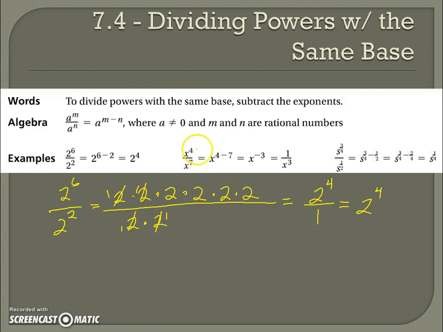Here, if I use a negative, 4 minus 7 is negative 3. You can't leave a negative exponent, so you got to go ahead and switch that over here. So let's jump in here.